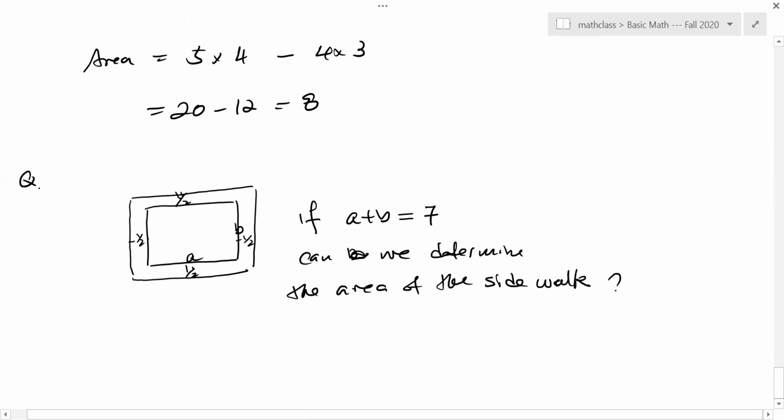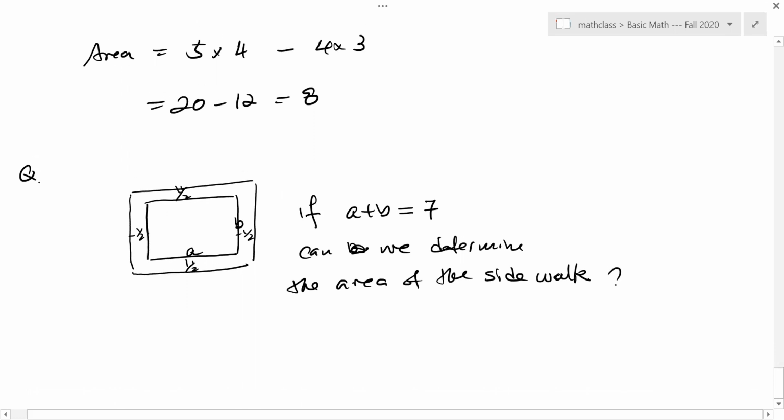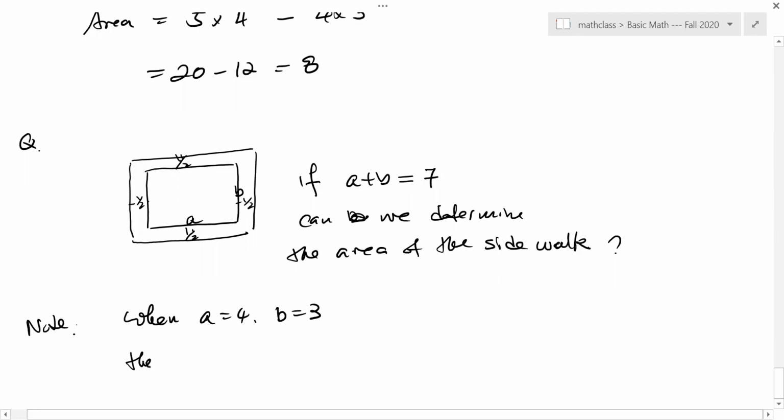Wow, that is a difficult one. This is a math problem, a computation problem. Okay, so well, we know that when A equals 4, B equals 3, right? Then the area of the sidewalk we just computed is going to be 8. We just did it, right? See the above computation.